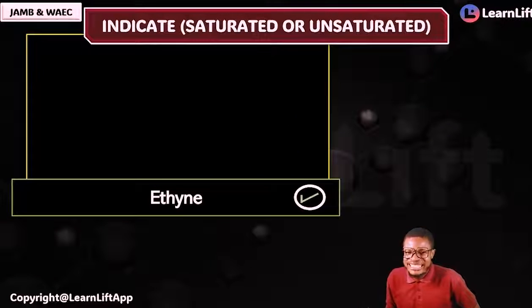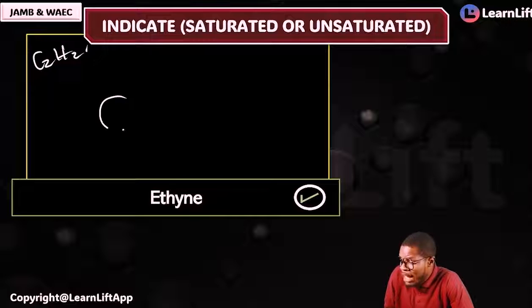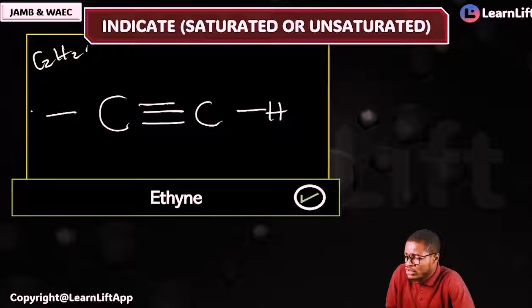Name this one for me. Ethyne. Okay, this is your ethyne. Ethyne is C2H2. It is carbon triple bond carbon, with hydrogen here and hydrogen here. And you're asking, sir, how come it's not like this?